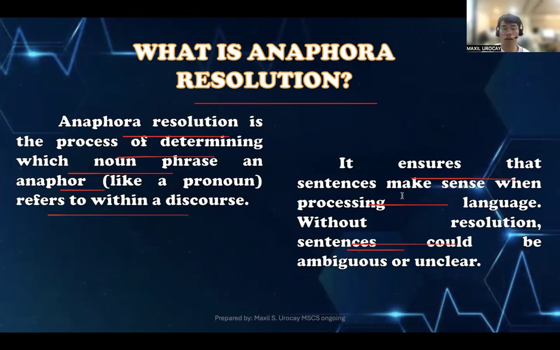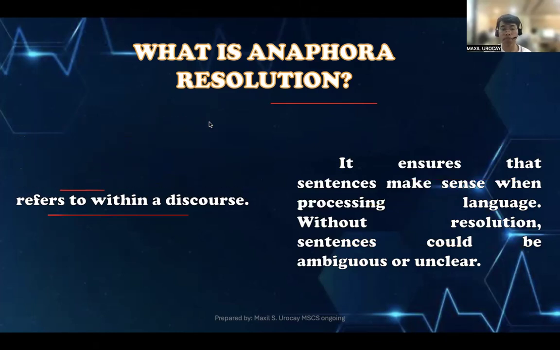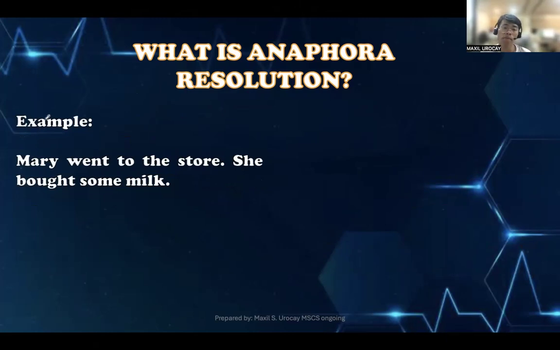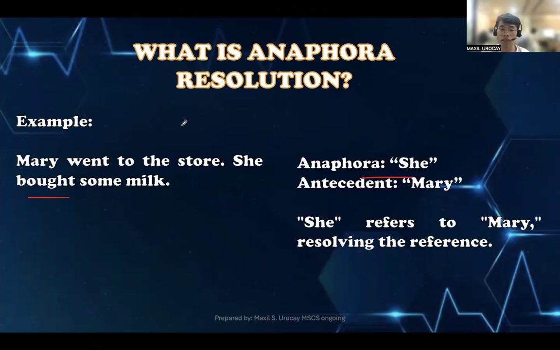Without implementing resolution, sentences could be ambiguous or unclear, which is critical for tasks like machine translation, question answering, and summarization, of course. So, resolving anaphoras is really crucial in terms of studying NLP. Without proper resolution, our sentences can definitely be complicated. Now, say for example, Mary went to the store. She bought some milk. So the anaphora is she, the antecedent is Mary, which is, she refers to Mary, resolving the reference. So that's how it works.